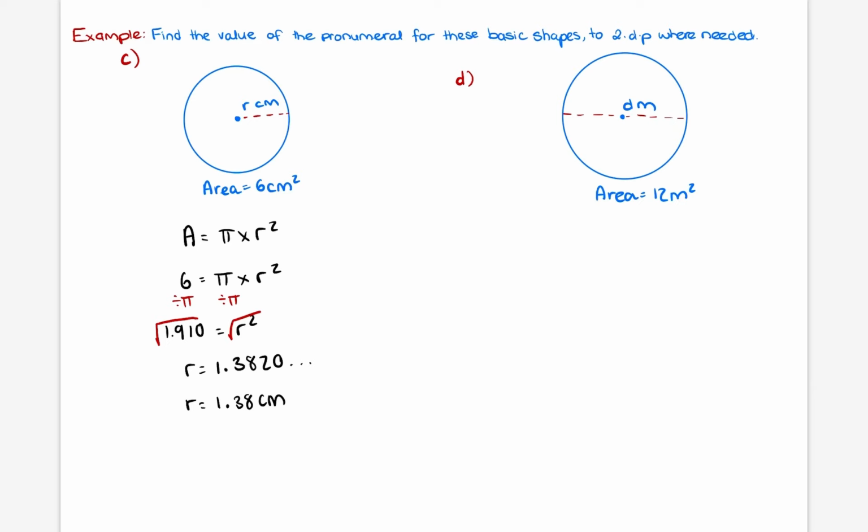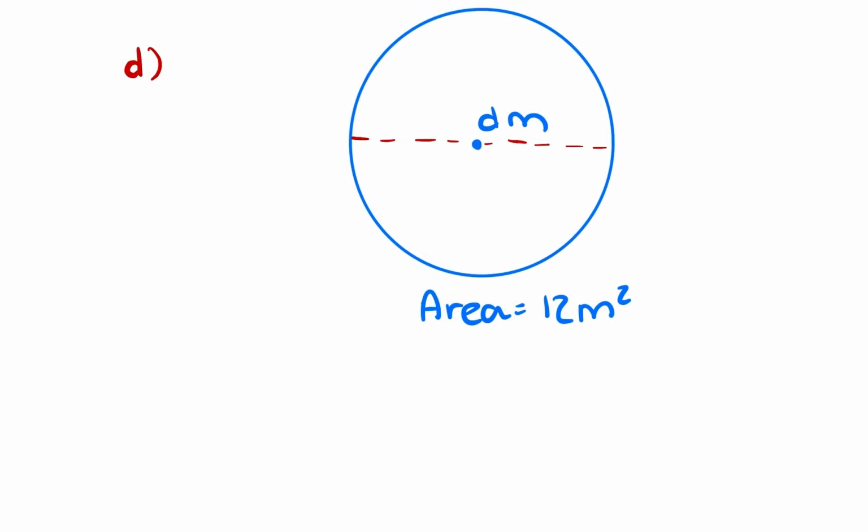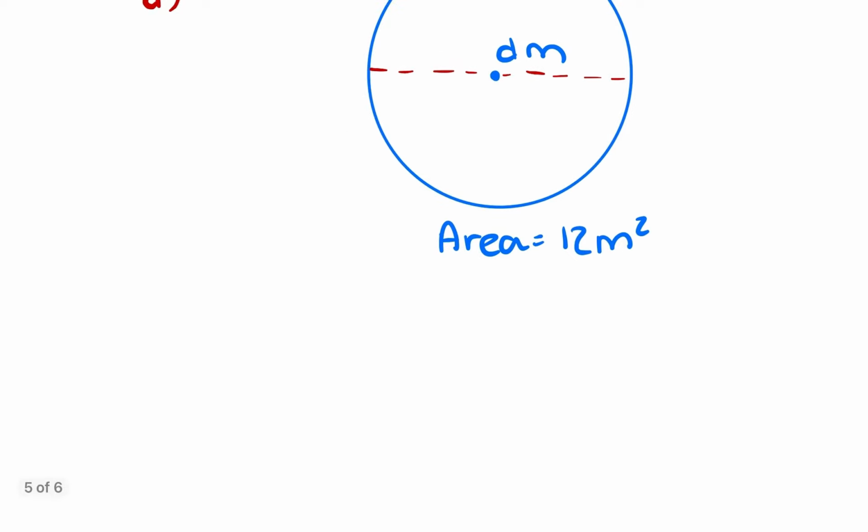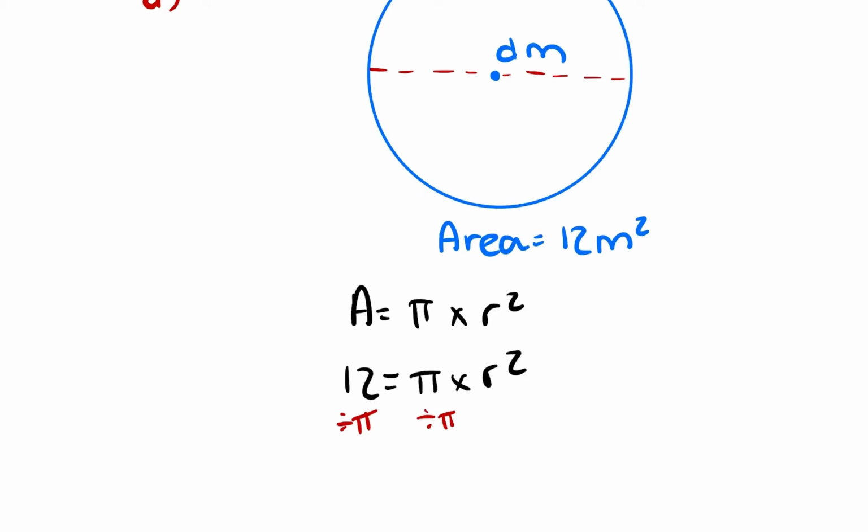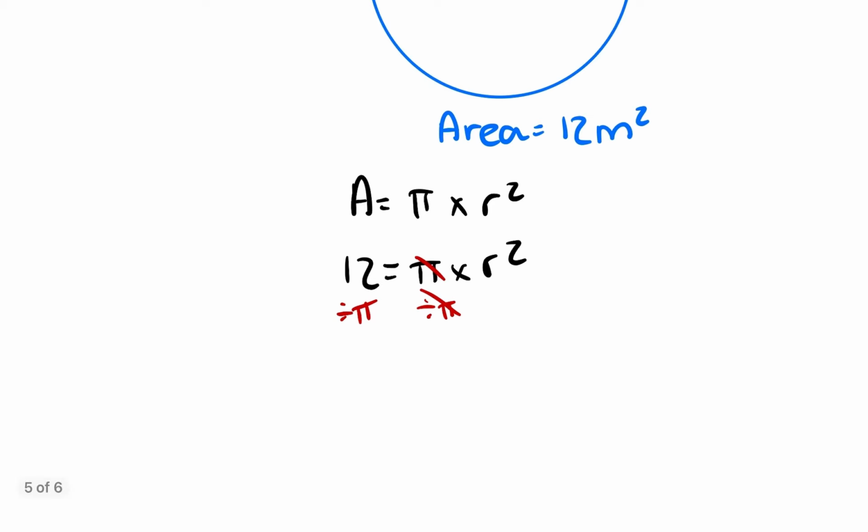So that's when we've been given the area and we're looking for the radius. Now we look at one where we're looking for the diameter. We follow the same process as the previous one, but at the end we've just got to double our answer. So we start with area equals pi times our radius squared. Our area is 12, so 12 equals pi times r squared. Divide by that pi, and that cancels out there. So now I've got 12 divided by pi equals 3.820, which equals r squared. Then I square root because that cancels out there.